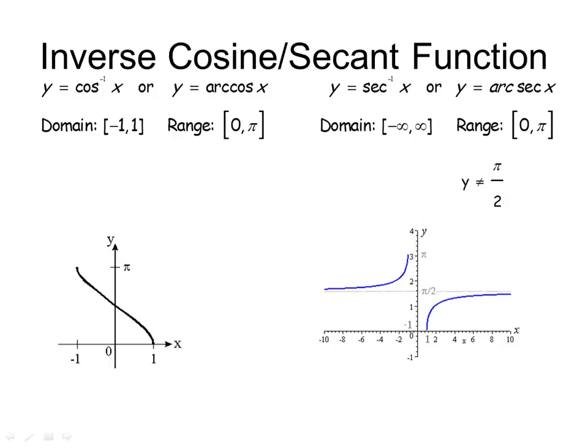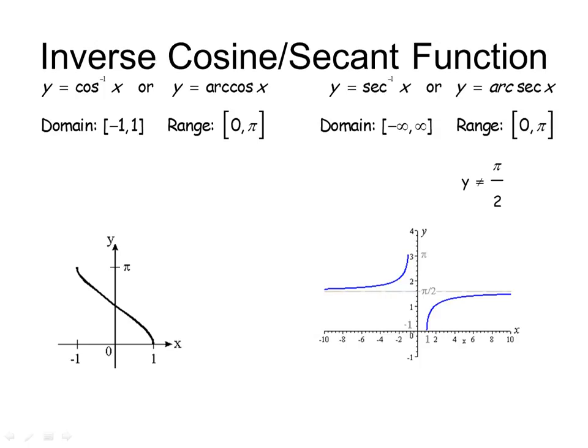So let's look at cosine. You look in your book. And if you'll look over on page 250, you'll see the cosine, and you'll see the slice that we're going to use. Notice the only slice that we're going to use for cosine is going to be from 0 to pi. From 0 to pi.